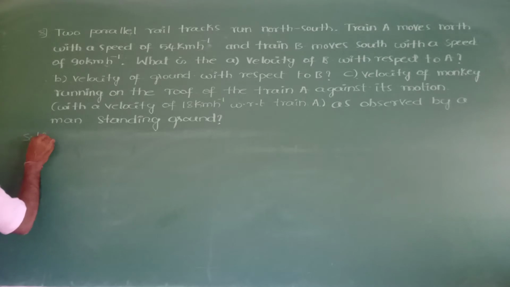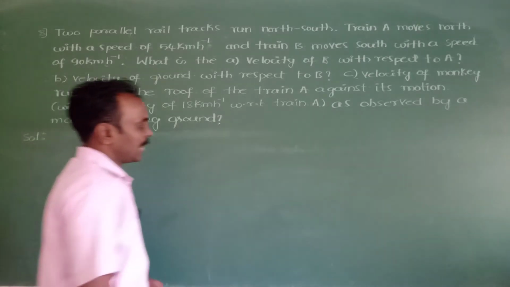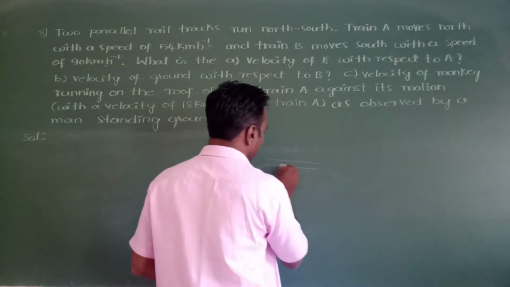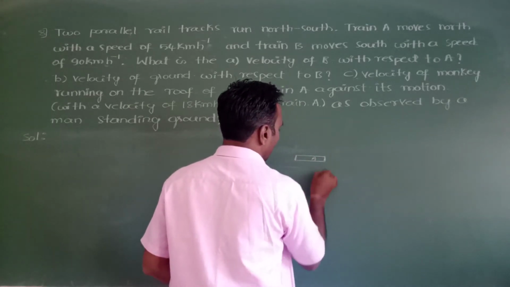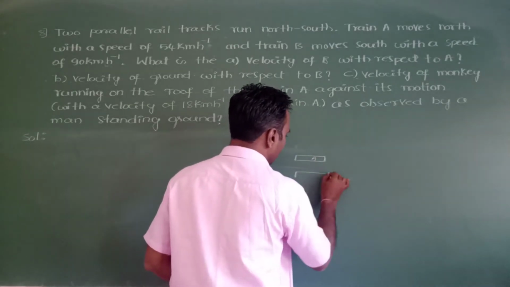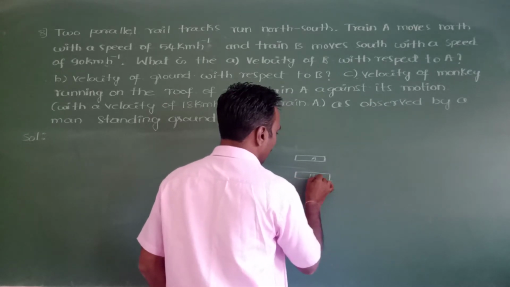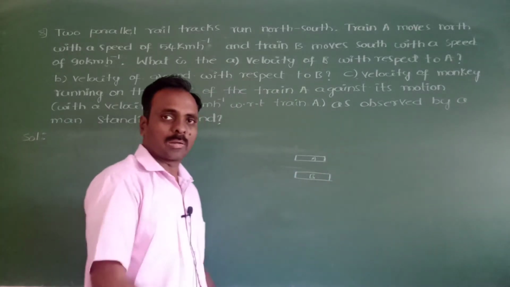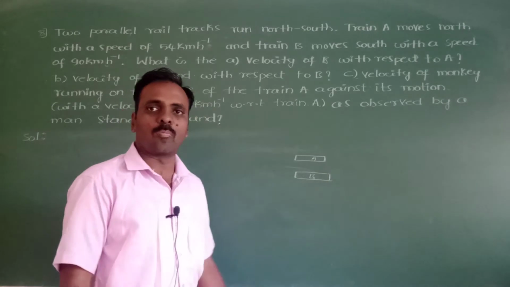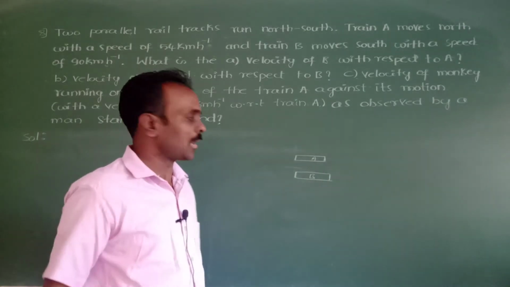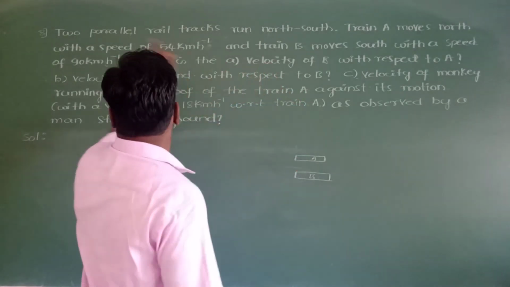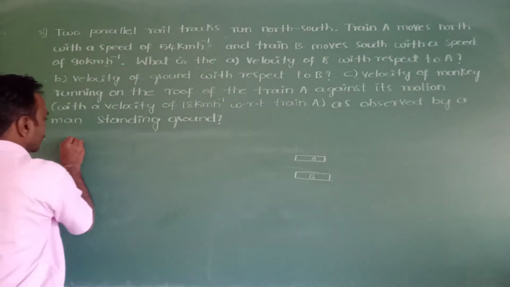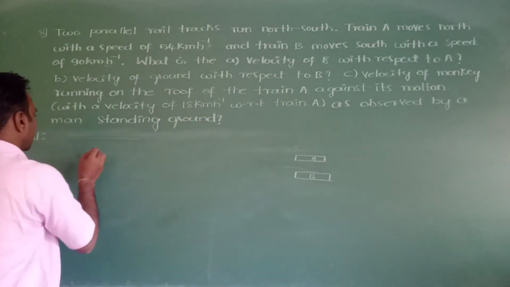First, there are two trains. So here this is train A, and next I consider train B. They are running on two parallel tracks. So out of these two, one we should take positive, another one we take negative. Now let us consider the direction from north to south along the positive x direction.